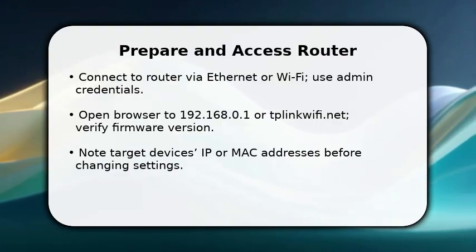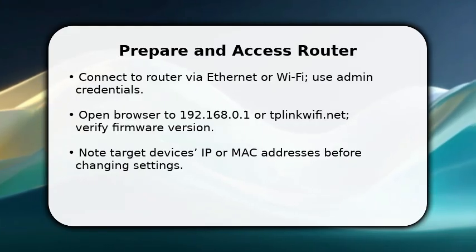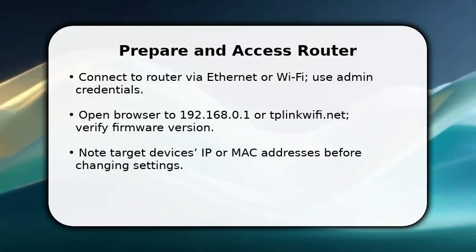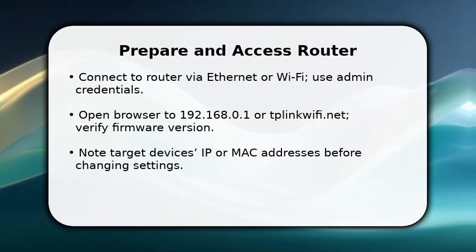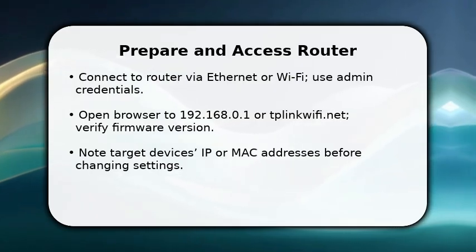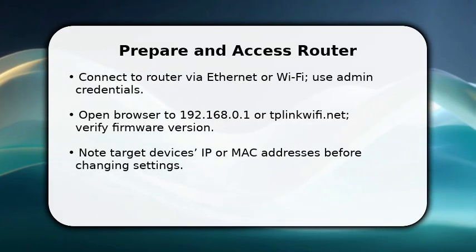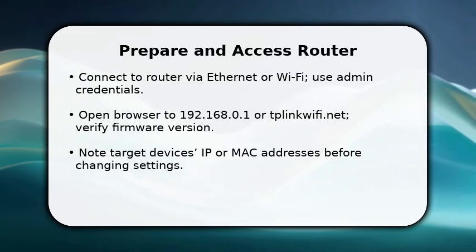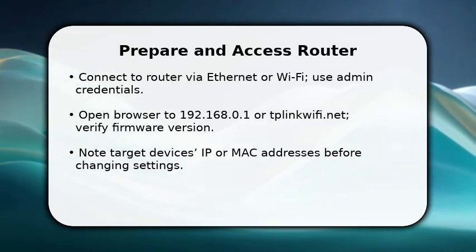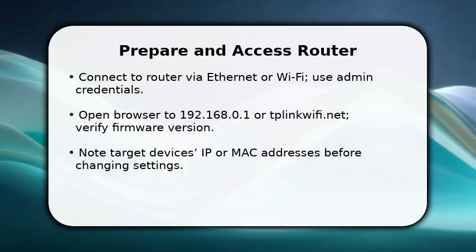You start by getting direct access to the TP-Link admin page because local changes are fastest and safest. Log in with the admin account. Once done, check firmware and note each device's IP or MAC so you can assign limits accurately. Make sure you're on the same network and avoid remote cloud tools for initial setup.